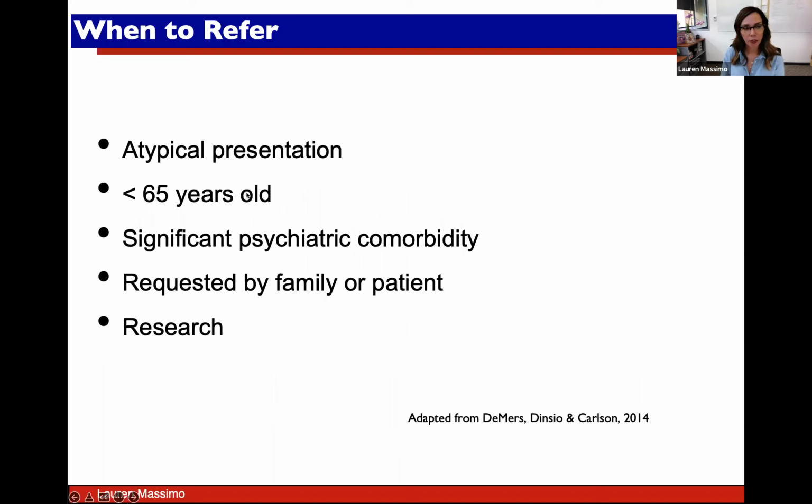I often get asked the question about when to refer a patient to a specialty center, like a cognitive neurology clinic. Oftentimes when there's an atypical presentation of dementia, when the patient is young. So again, when there's that young onset dementia, when there's a significant psychiatric comorbidity, of course, when it's requested by the family or the patient, or when the patient and the family are interested in participating in research.